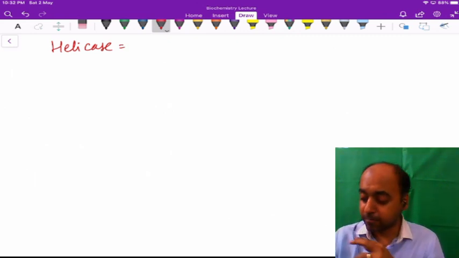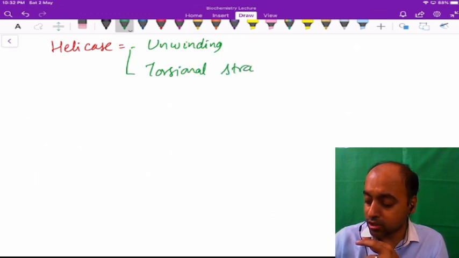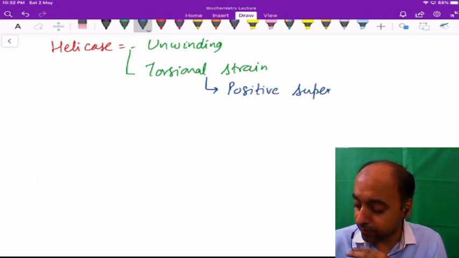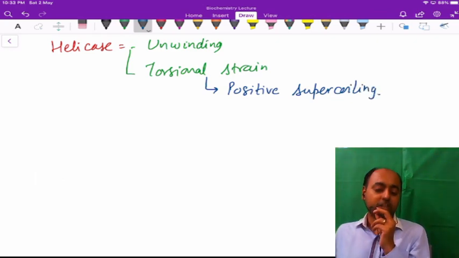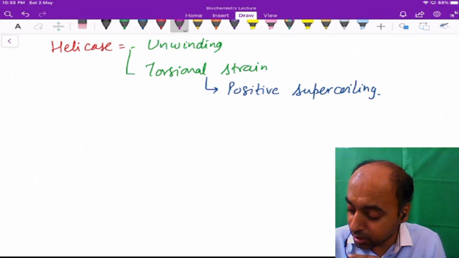What it does, it causes unwinding obviously, but besides unwinding it also causes what is known as torsional strain, and if you don't rectify it, the torsional strain is going to result in positive supercoiling. So you must remove the torsional strain so that positive supercoiling does not occur. Once the positive supercoiling sets in, then it becomes very difficult to release it from the supercoiling and then separate the two strands of DNA. So we have to relieve the torsional strain.